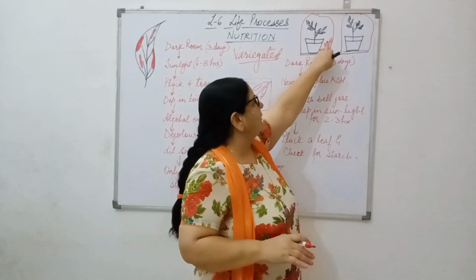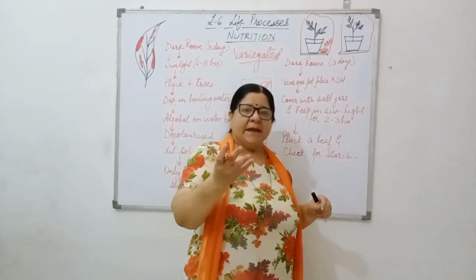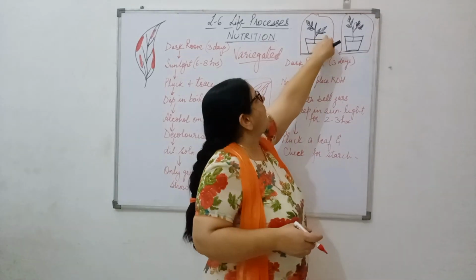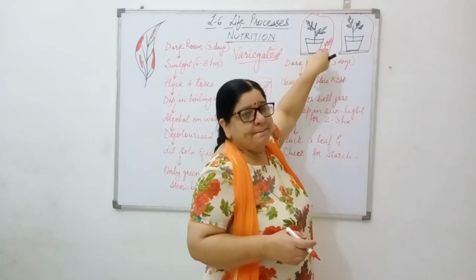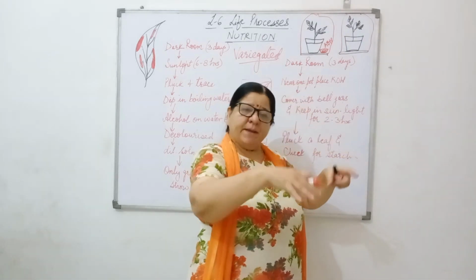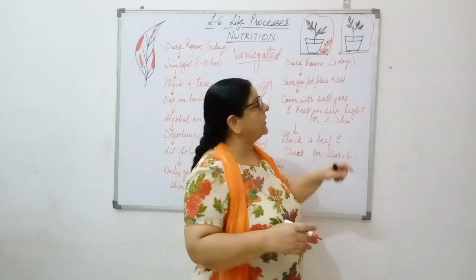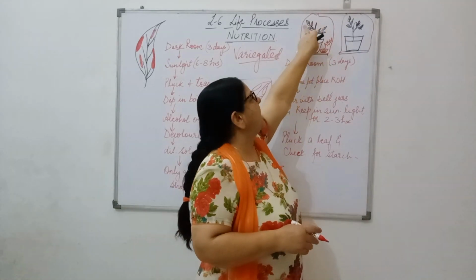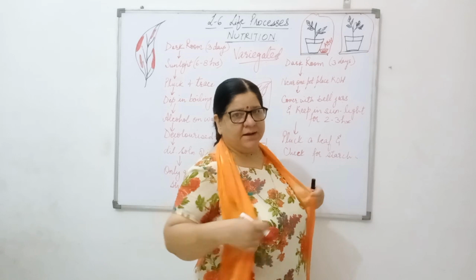Now, why have we put KOH here? The main function of KOH here is that it will absorb all the carbon dioxide which is present inside this glass bell jar. Right? When we are putting the bell jar, some air is also trapped in it and air has got carbon dioxide in it. So this KOH will absorb all the carbon dioxide. There will be no carbon dioxide left.